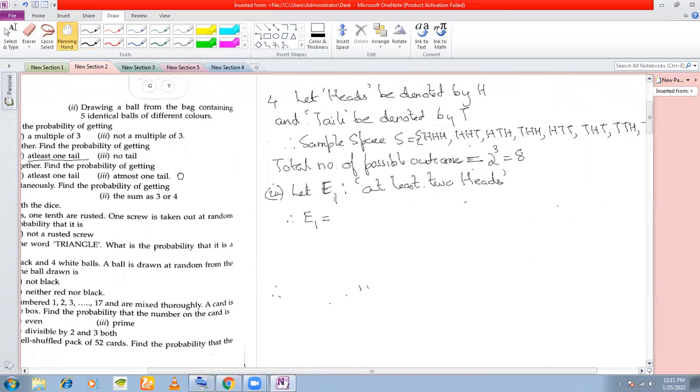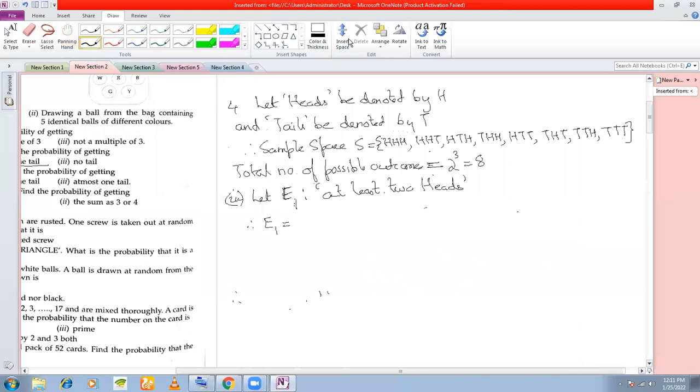At least 2 heads. Okay. Among these, can you tell me which one has at least 2 heads? HHH, HHT, and HTH. First 4. At least 2 heads. Yes, first 4.